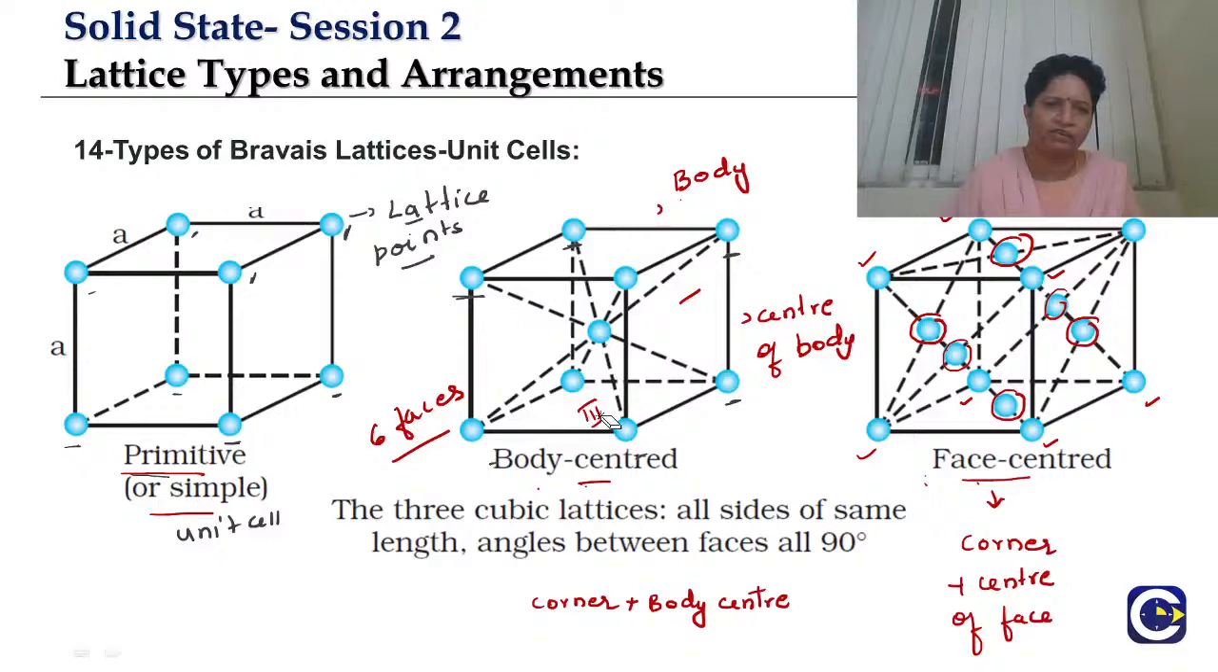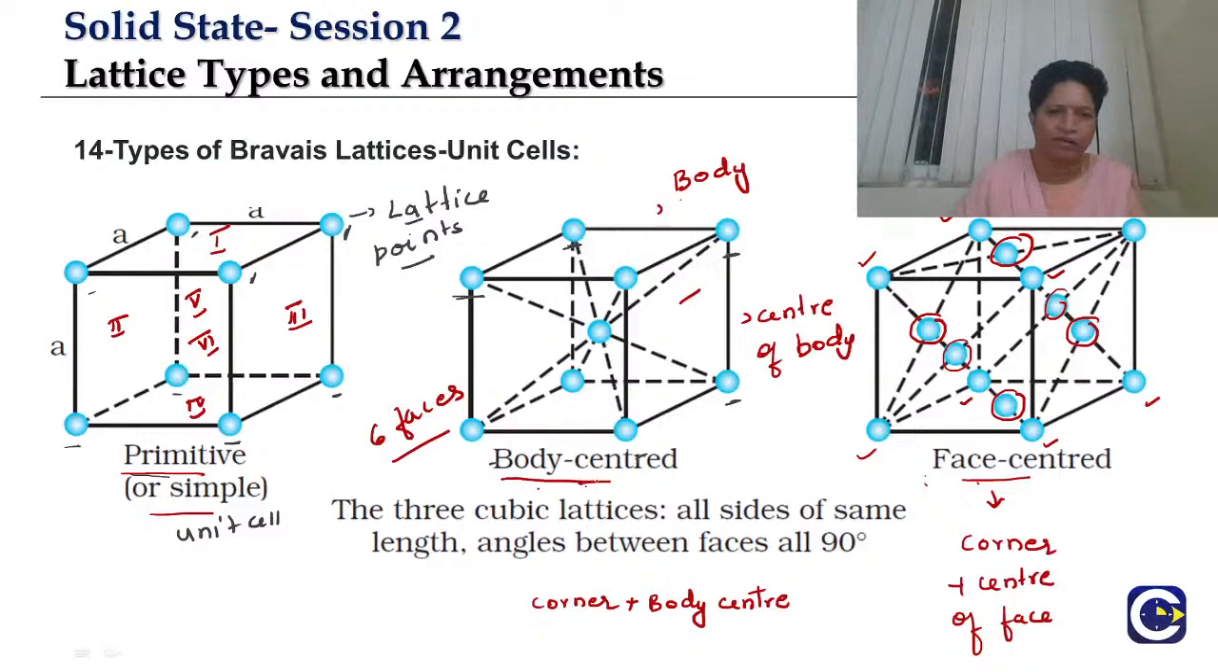I'll remove all this. See, Maithili, I'll show it in the primitive because there are no extra lattice points. This is one face, this is the second face, this is third, this is fourth. Here you will have to visualize 2, one up and one below, so I can put the 5th and 6th here itself. These are the 6 faces, irrespective of whether it is primitive, body centered or face centered.